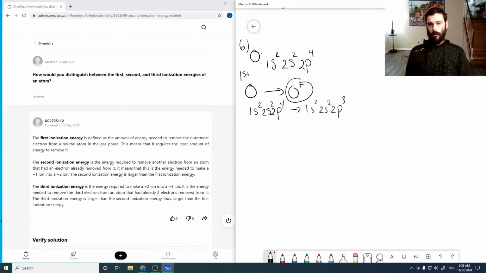Okay, so the second ionization energy then goes from there. So we're going to remove another outermost electron from our ionized species from the first step. So again, continuing with our example with oxygen, that would be going from O plus to O2 plus, and going from an electron configuration of 1s2, 2s2, 2p2.